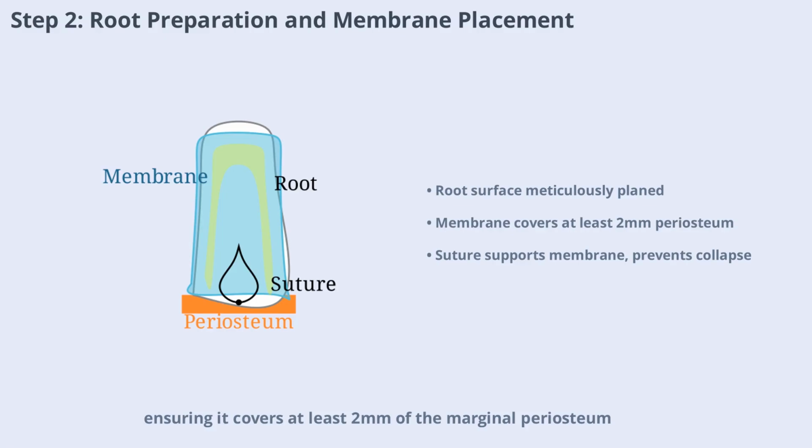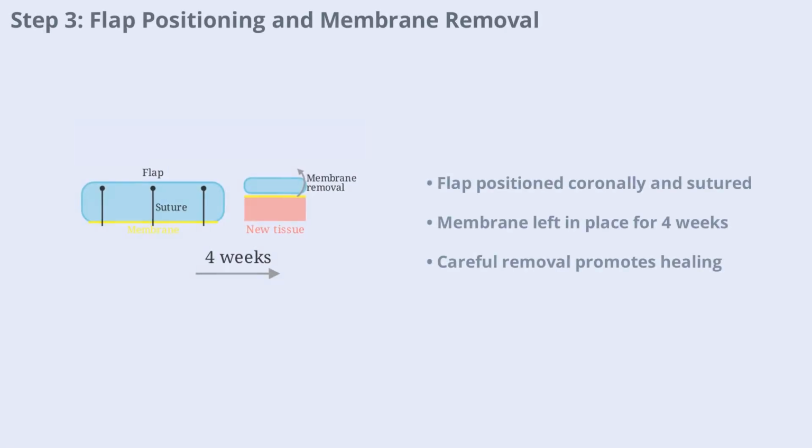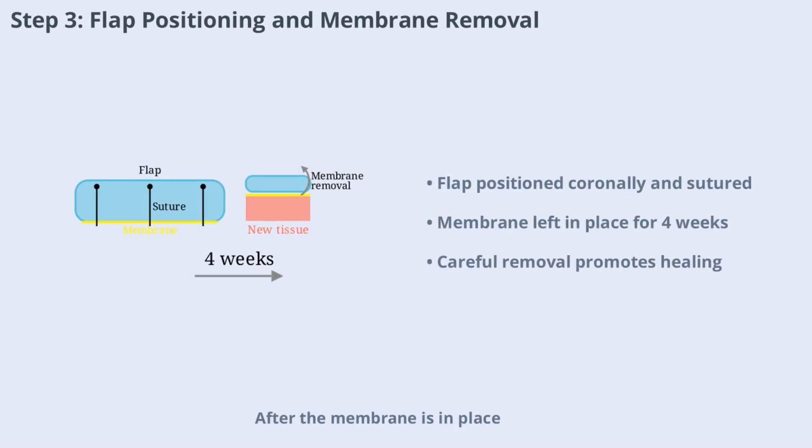marginal periosteum. To prevent the membrane from collapsing into the defect, some clinicians recommend passing a suture through the membrane, tying it externally to create a supportive space between the root and the membrane. This careful placement is vital for guiding new tissue growth. After the membrane is in place, the flap is repositioned coronally and sutured securely.